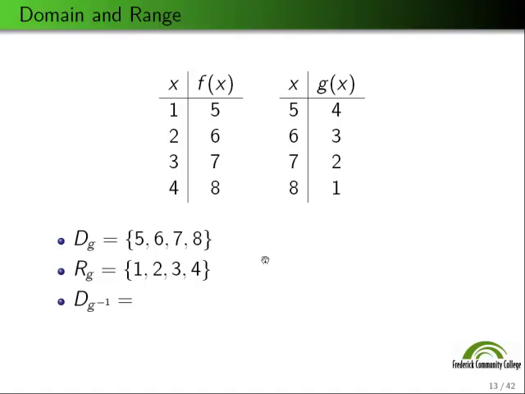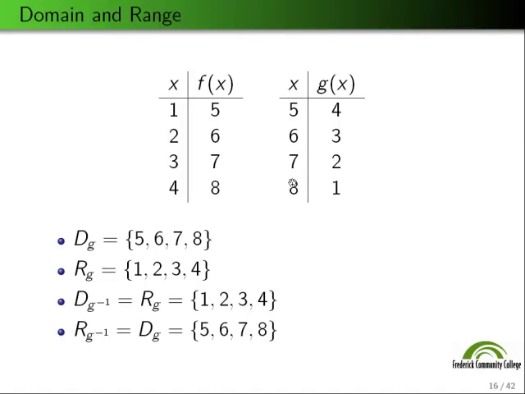So the domain of g inverse simply takes the range of g and maps it back to the inputs of g. So the domain of g inverse is the range of g, which simply equals 1, 2, 3, 4. And the range of g inverse is the inputs, or the domain of our original function. So 5, 6, 7, 8.